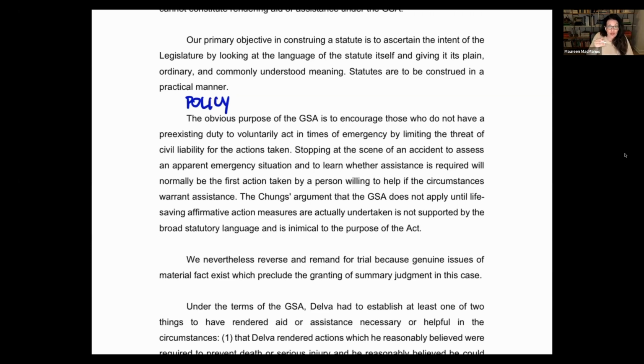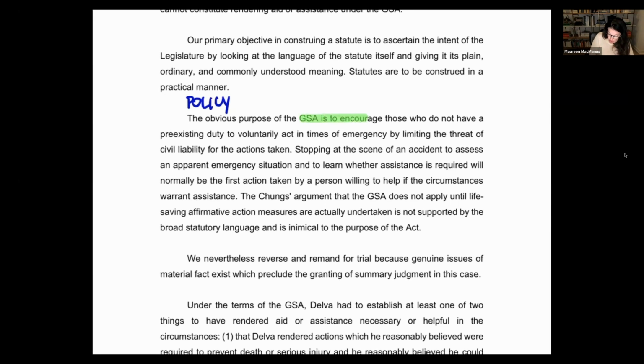A rule is something you can take and generally apply to a given set of facts. The policy is the reason we have the rule. So the obvious purpose of the GSA is to encourage those who do not have a pre-existing duty to voluntarily act in times of emergency by limiting the threat of civil liability for the actions taken. So that's what they say.